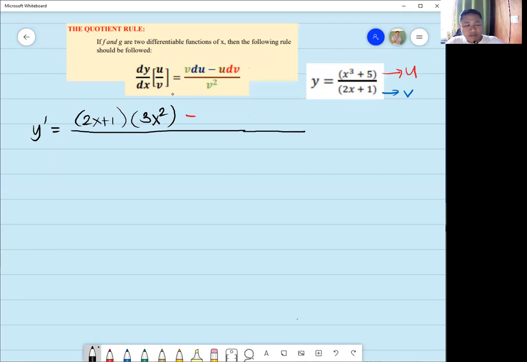U dv. Copy the u, which is x cubed plus 5. That's our u. And get the dv. The derivative of v is just 2. Tama? Because the derivative of 2x is just 2. And then 1 is just 0. Wala na yon. And then square our denominator. So we have here 2x plus 1 squared.